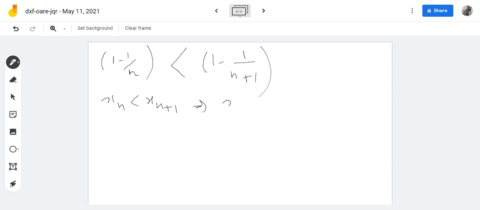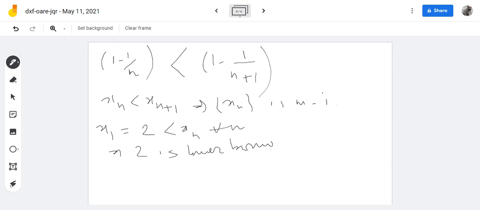This implies xn is a monotonic increasing sequence. Okay, now next we have to prove that the sequence is bounded. Clearly x1 is equal to 2, which is less than or equal to xn for all n. This implies 2 is a lower bound. Okay, now we have to find the upper bound of this sequence xn.